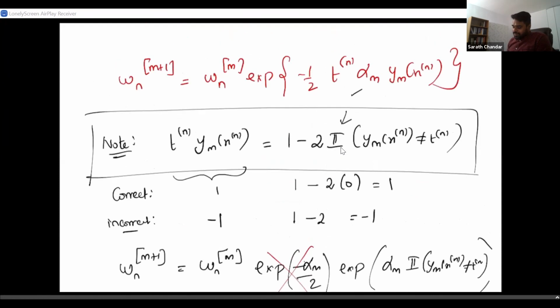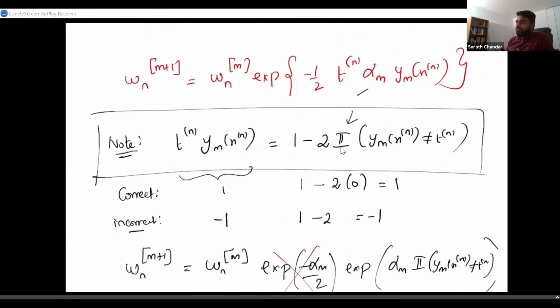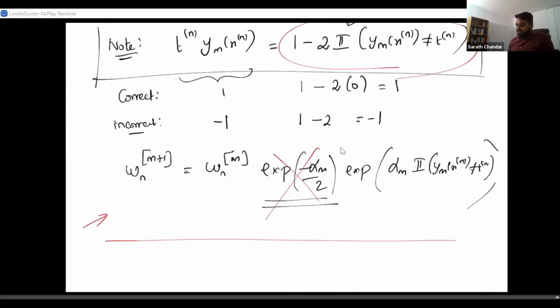So earlier we found epsilon and alpha. The last part is really how to come up with the update equation, Wn of m plus 1, which is given by this particular equation. All I have done here is substitute t times y with this particular version. You substitute this here and derive things, and you will get this. I just noticed that exp of minus alpha m by 2 is the same for all the examples. It's a common scaling factor, so I don't need it and I just ignore it. The rest is exactly what you see in the boosting algorithm.